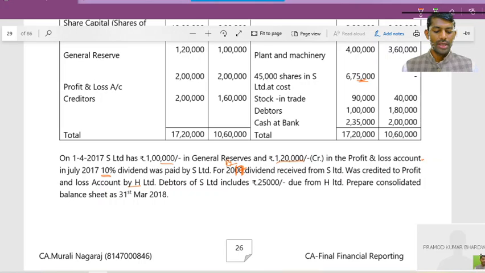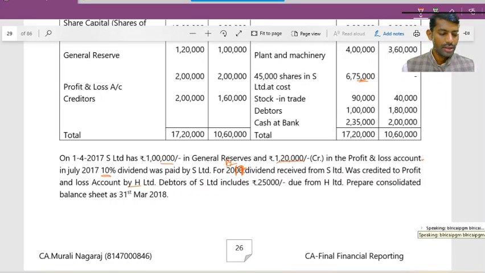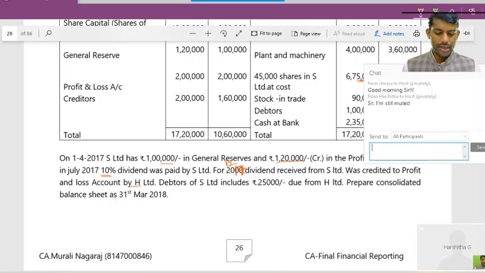Debtors of S Limited include 25,000 due from H Limited, so it's a mutual owing. Prepare the consolidated balance sheet. This is what we are going to prepare. Let's go to the solution.